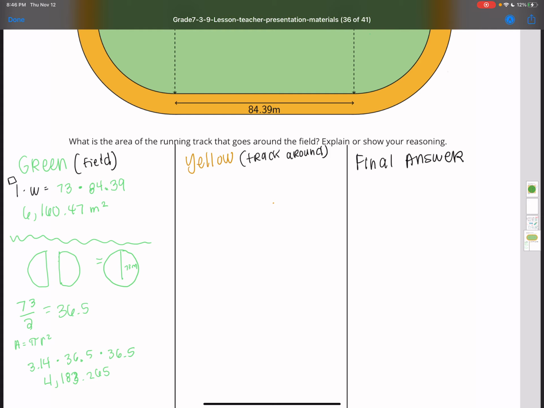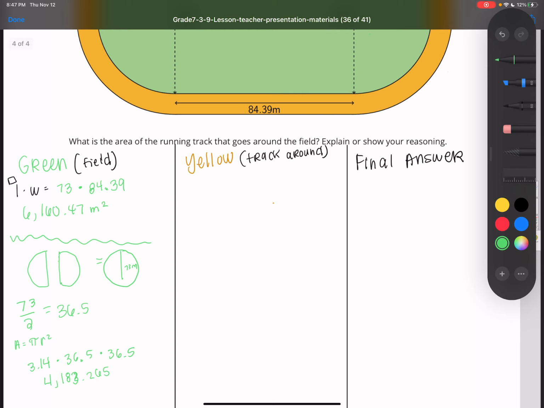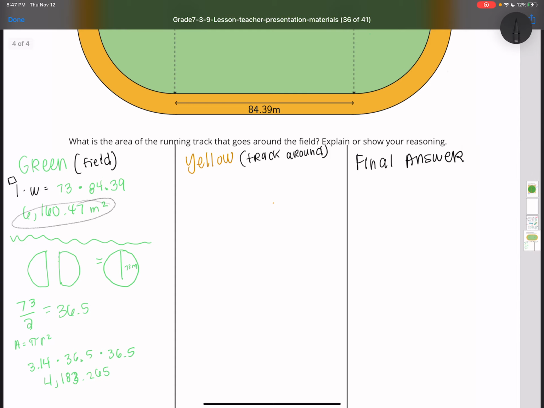All right. So now what I want to do with my two answers is add them together. Why do you ask? Because those two semicircles and a rectangle make the figure that you see. All right. So I'm going to add those two together, and I'm going to write that down.